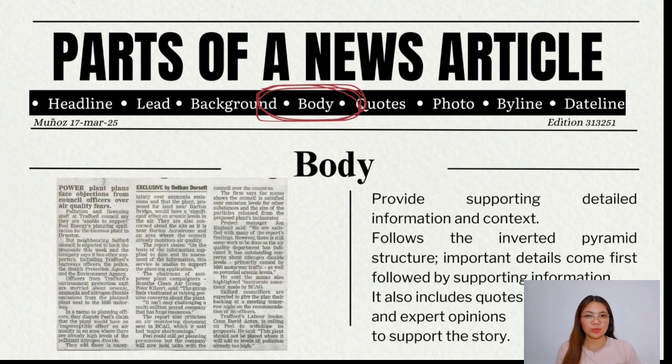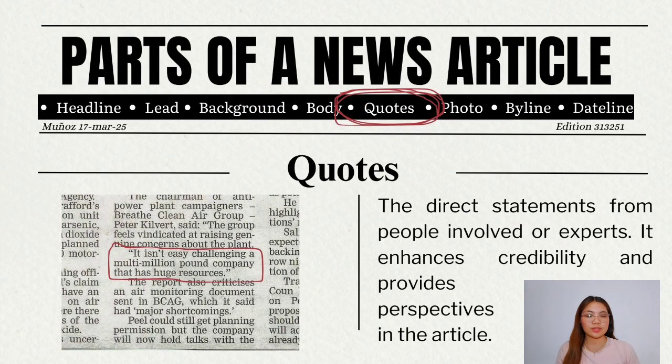For the next one, we have the quotes, or the direct statements from the people involved in the news or experts, which can be seen in the article's body, as I have said earlier. It enhances credibility and provides perspectives in the article. You can easily locate it because it has an indicator, which is the quotation marks. And here you can see the example of a quote in the news article.